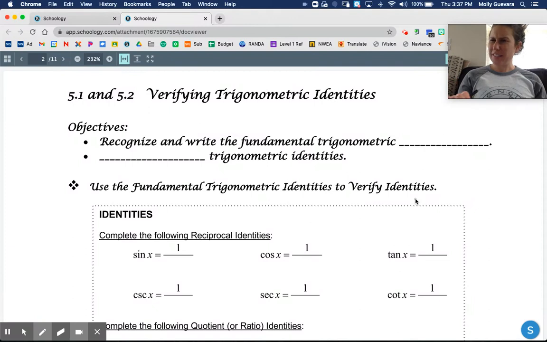It's weird to say because it's really only 3 sections and even just 2 lessons. So we're going to do 5.1 and 5.2 together, and then we're going to do 5.3. And this whole unit is just about using trig identities. A lot of which of these trig identities you already know. It's just now using them to verify different things.